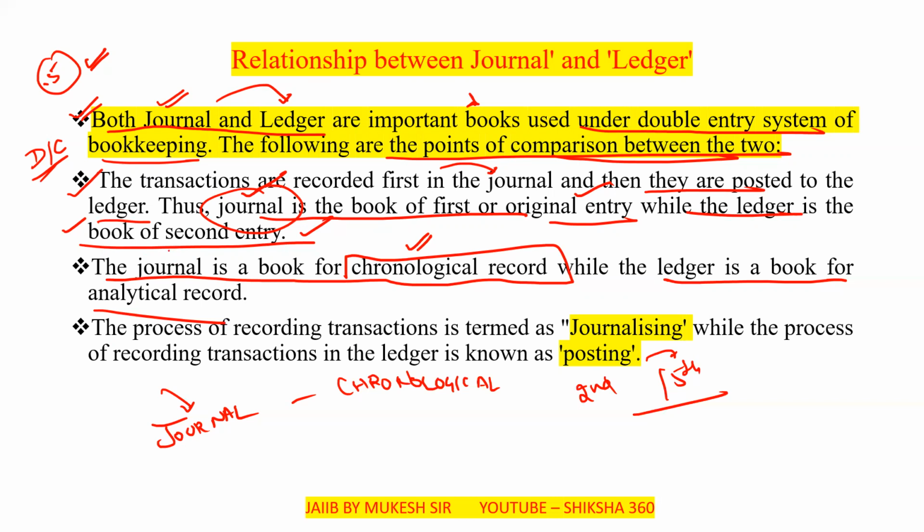And for maintaining the transaction in the journal, the process of recording the transaction is termed journalizing, while the process of recording the transaction into the ledger is known as posting. The entries in the journal are recorded in chronological order, and recording of a transaction into the journal is known as journalizing.